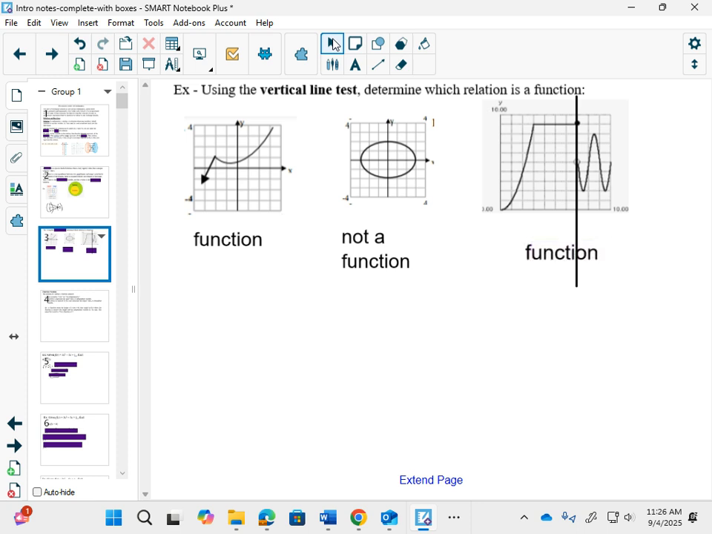So we can tell from a graph, using the vertical line test, if it's a function. If it also passes a horizontal line test, which none of these do, if it passes a horizontal line test, that tells you the inverse is also a function. And it has a special name. Those that pass both line tests, we call one-to-one functions. Because there's one x to one y, but there's also one y to one x.